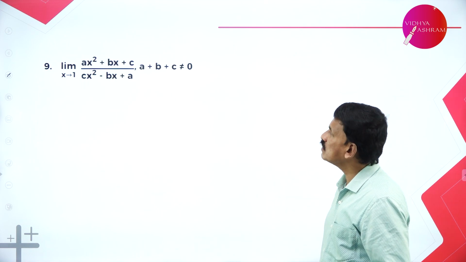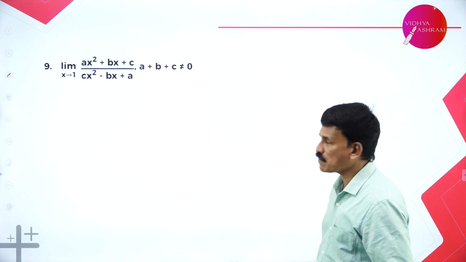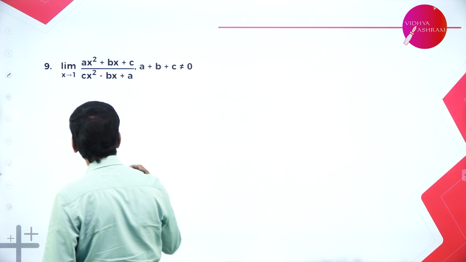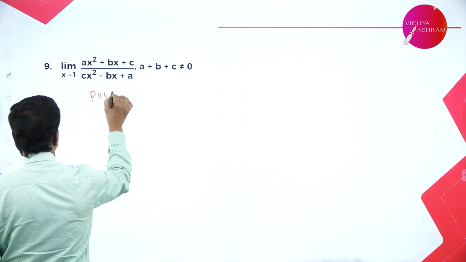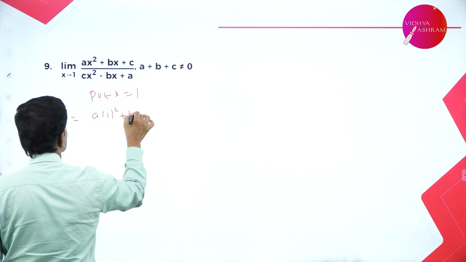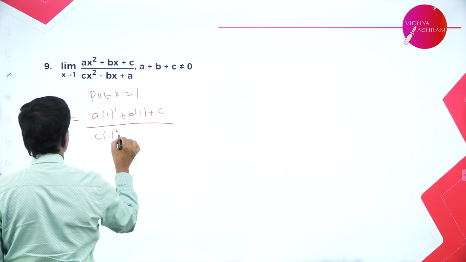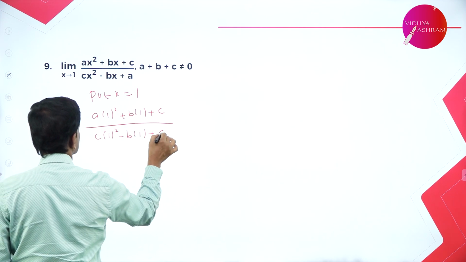Limit x tends to 1 of ax square plus bx plus c divided by cx square minus bx plus a. Now, here also you can put x is equal to 1. So, if you put x is equal to 1, what happens? This is a into 1 square plus b into 1 plus c divided by c into 1 square minus b into 1 plus a.